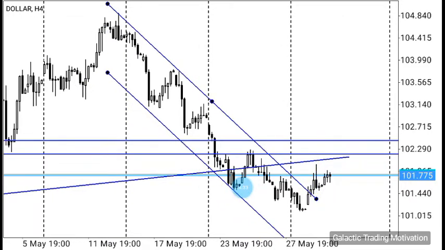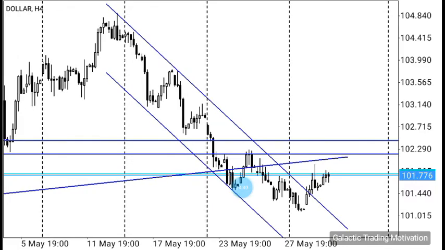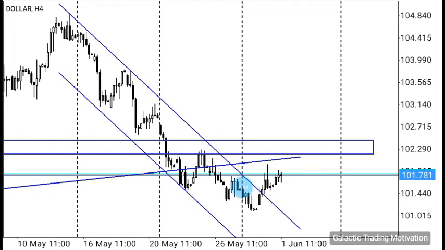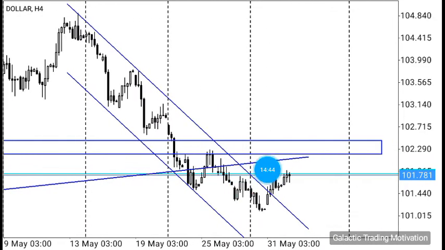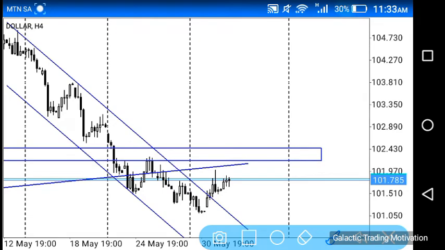There we go. So there goes our H4 channel. The first thing that I can see in regards to this H4 channel is that we seem to have an inverted head and shoulders pattern taking place in this manner. However, it is still very much in development.